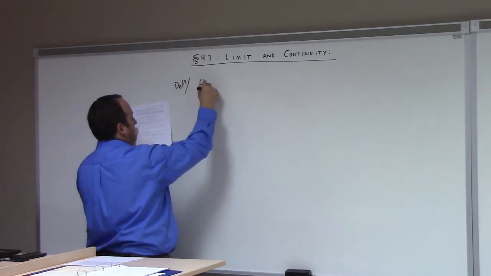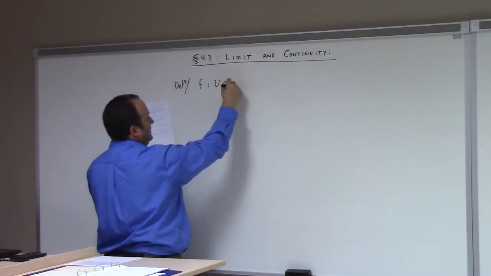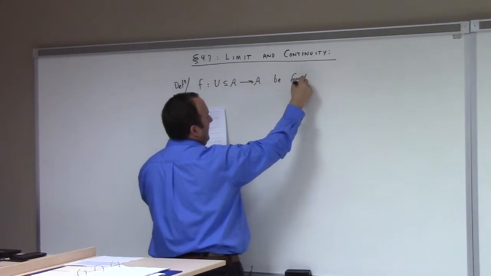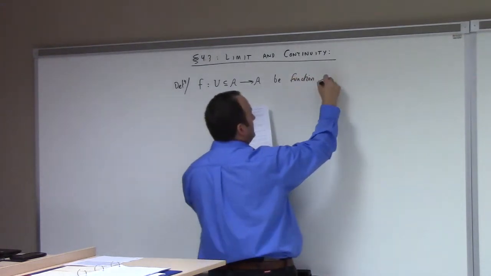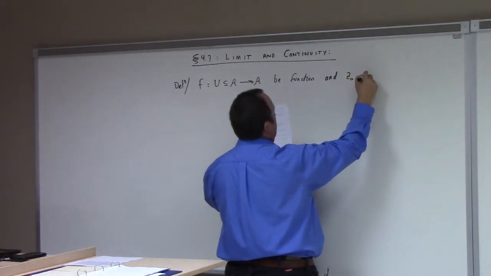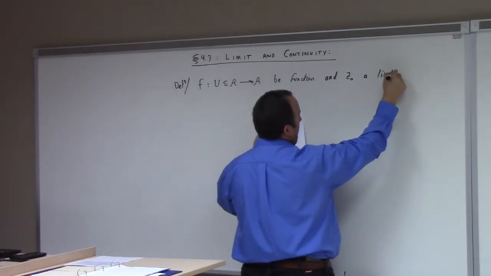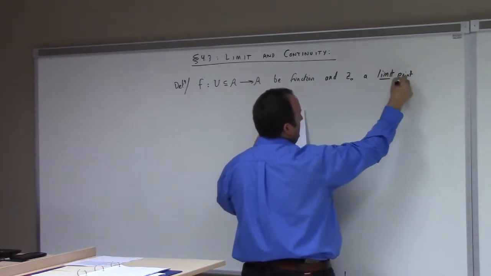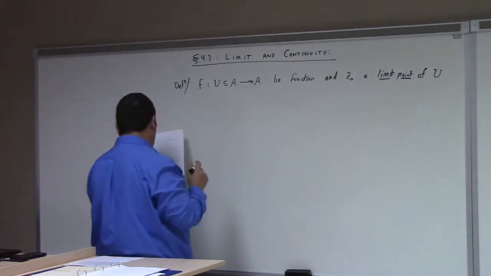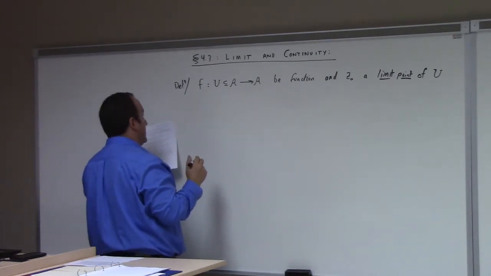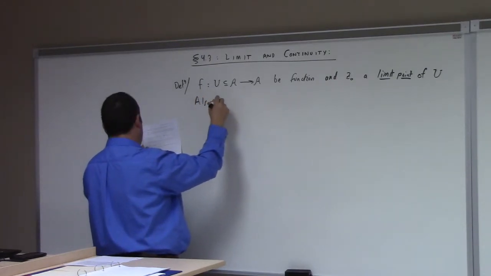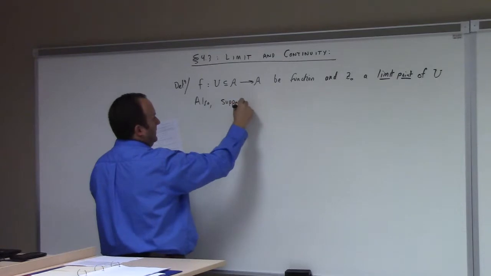if we have f going from some subset U of A to A, be a function, and z naught a limit point of U. Also, we're going to suppose that L is an element of A.